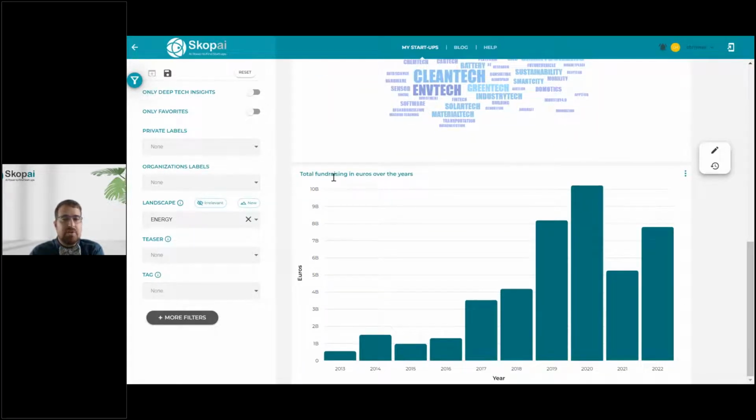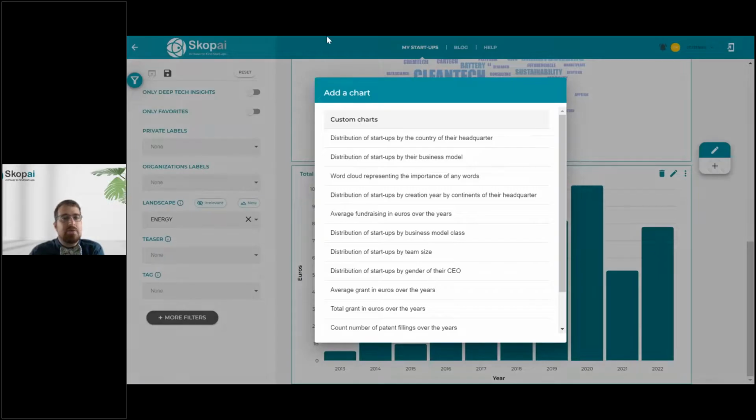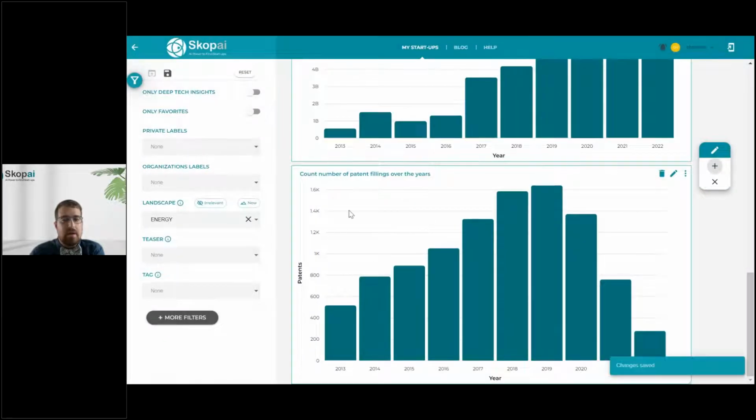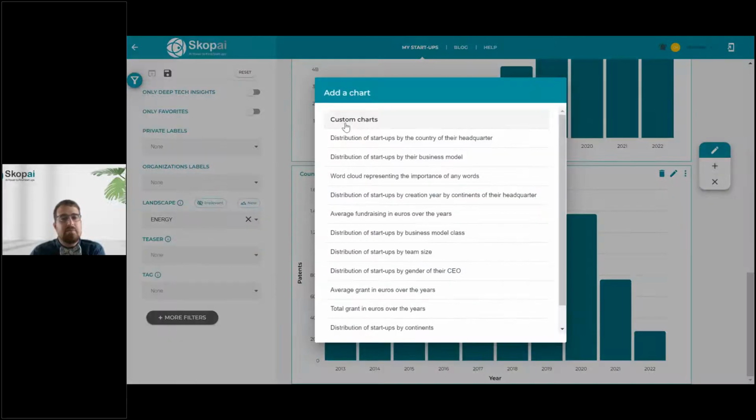And then we have one more chart here. This is the total fundraising in euros. We can see the number for 2022, 2021, and so on and so forth. And this gives us a quick idea of what's going on as far as trends. But we also have a number of customizable charts. So one thing we specifically focus on here is the number of patents. So we have a chart here. We can just click and bring that down. And what you can see is over the years, how many number of patents have been filed in this energy landscape or ecosystem. But we also allow people to make their own charts.